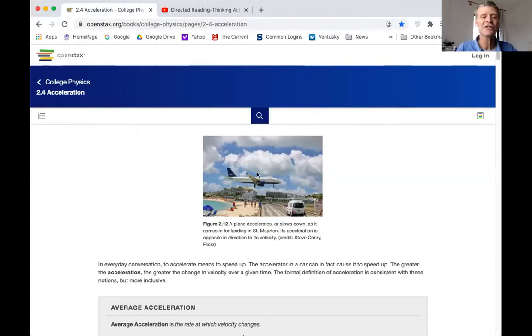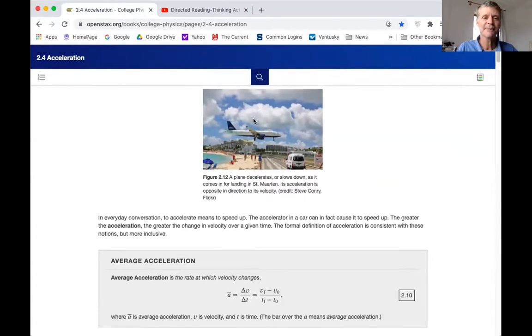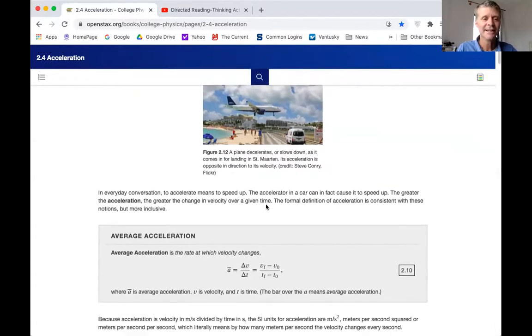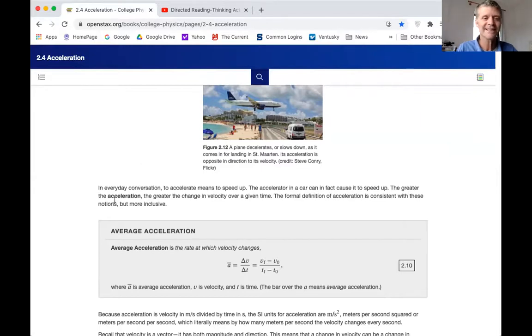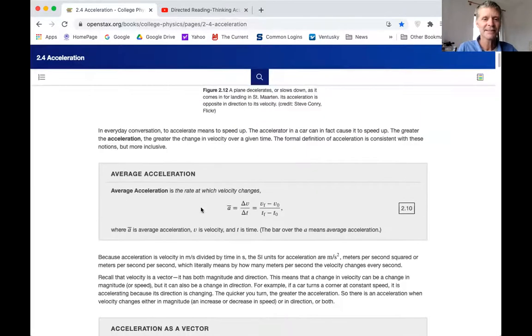Look at the illustrations. So for example, we have an airplane, and it says a plane decelerates or slows down. I go through, I see a keyword, acceleration. I see a box, this is a definition, average acceleration, and it gives a formula. Because of the place we are in the text, the students would understand this delta, the Greek letter delta, stands for change in.